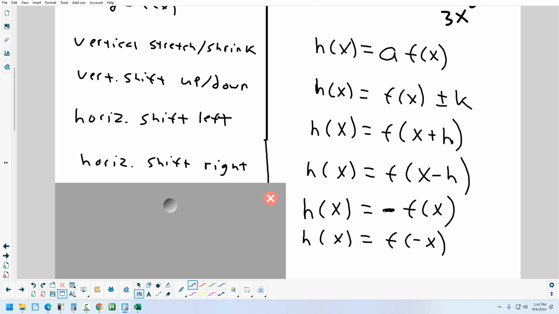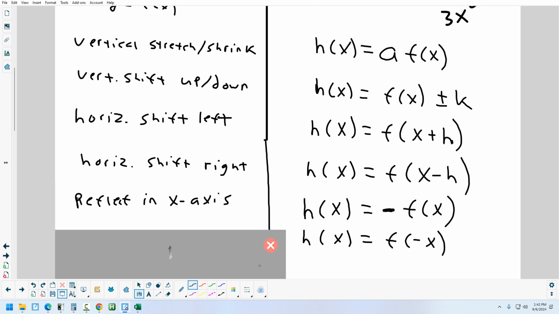Does anybody remember which way the negative in the front reflects it? This is the one with the parabola where we could actually see what it did. When it reflected over the y-axis, we couldn't see it because it was symmetrical. So a negative in the front reflects it over the x-axis. How about a negative on the inside? Yep, that reflects it over the y.